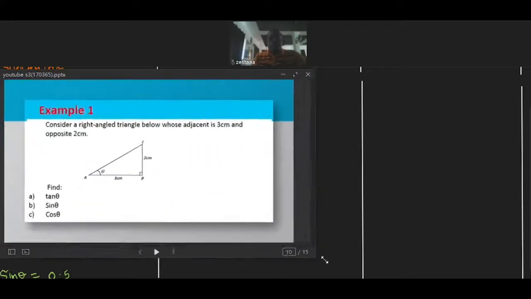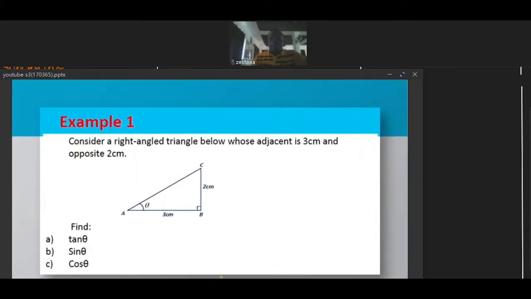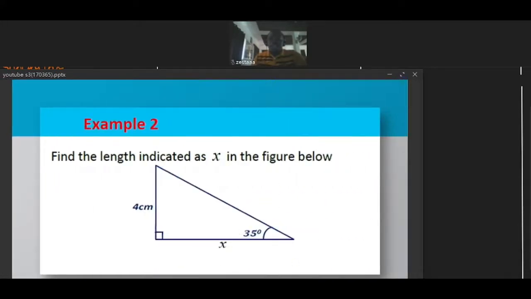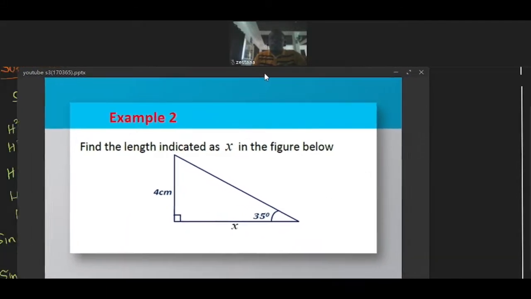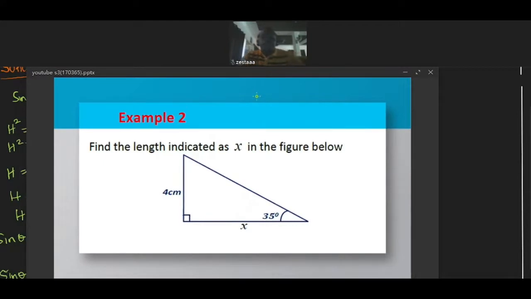Moving on, let's do some other example. Please, we are utilizing the cos and then the sine. That's what we are utilizing to ensure that we come up with the right responses to our questions. All right. So we have our next example 2. So we've been told, find the length indicated as in the figure below. Okay, so we do have a length to find out.